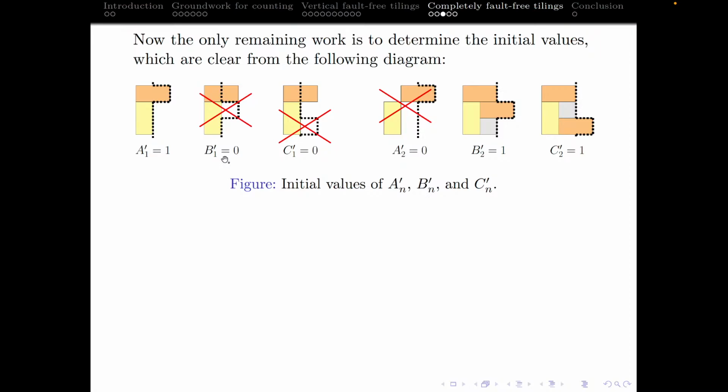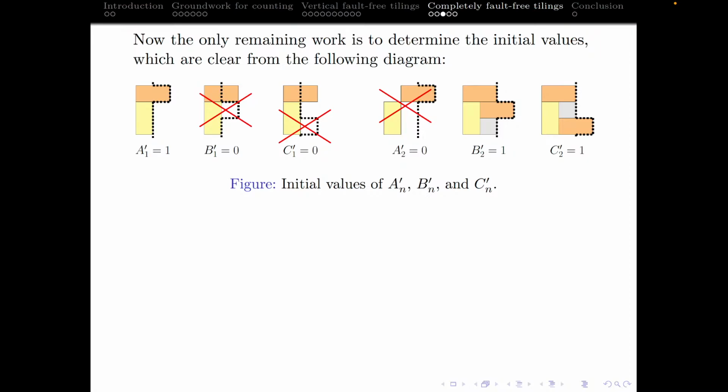Similarly, in the next step, this image does not really do it much justice, but you can see that a-2 has to be 0 because there is no way to extend this tile with an overhang right here while also avoiding vertical faults and horizontal faults. But we can fill in the gaps like this for b-2 and c-2. So those two values are exactly 1.